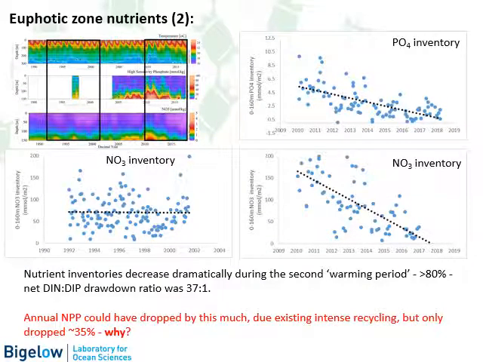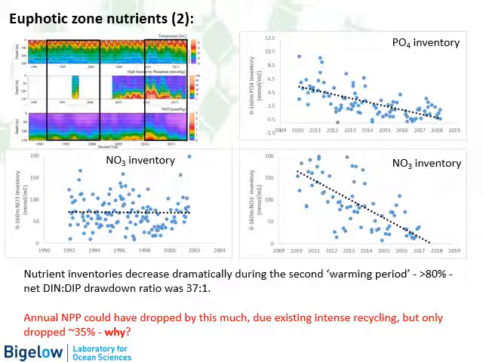If we plot those as the actual inventory values over time, the 0 to 160 meter integrated nutrient inventories, we can see again for nitrate there is no decrease in the nitrate inventory in the 1990s. But in the 2010s, phosphate and nitrate inventories very quickly decline from high values down to almost zero values. These result in a greater than 80% drawdown on average of the nutrient inventory. And interestingly, the ratio of the drawdown was about 37 to 1, which is a different biological story, but equally interesting.